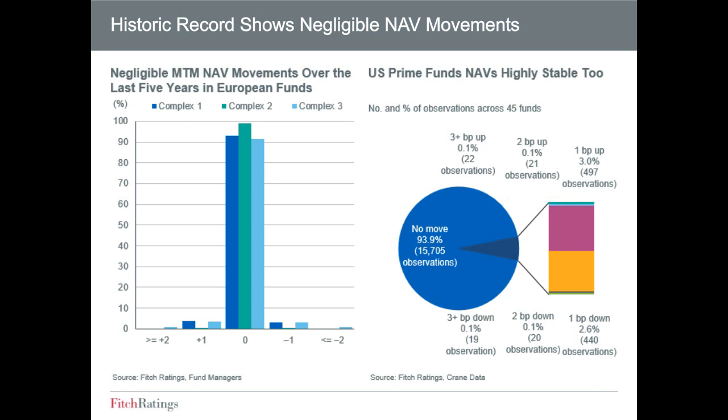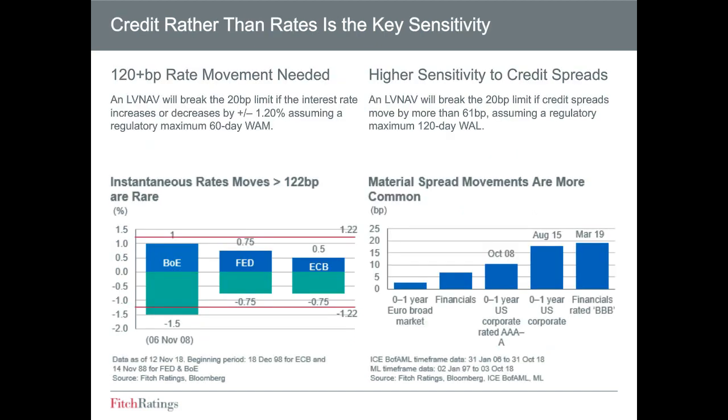So just going back to this slide briefly, interest rate movements are not the risk for money market funds. The risk is in credit spreads. So given the 120-day weighted average life limit on a money market fund, and again, here we've assumed that a fund has that 120-day weighted average life. They don't. Have another look at that Excel file and you'll see they tend to be considerably lower than that.